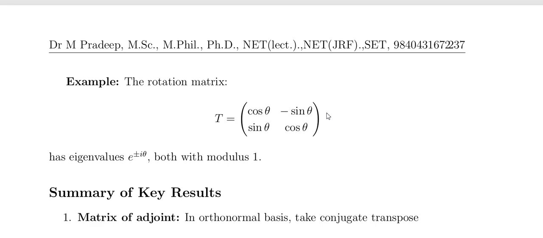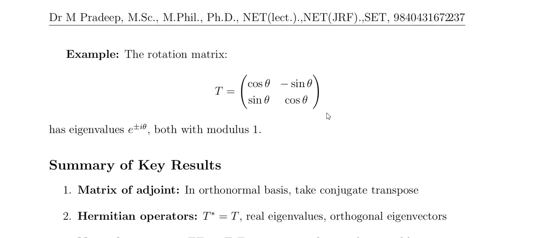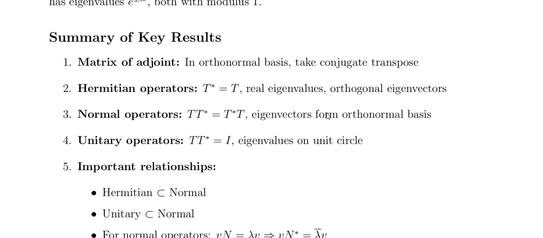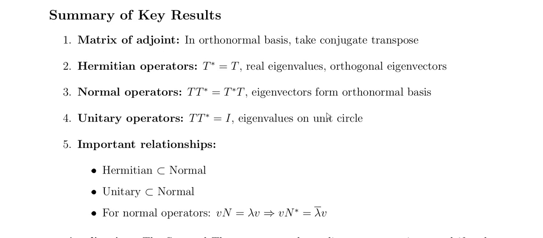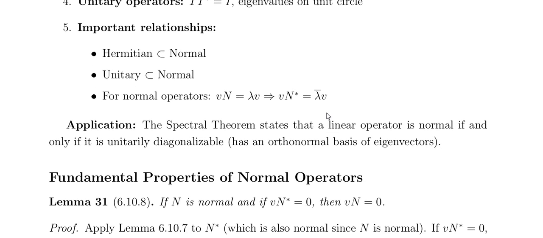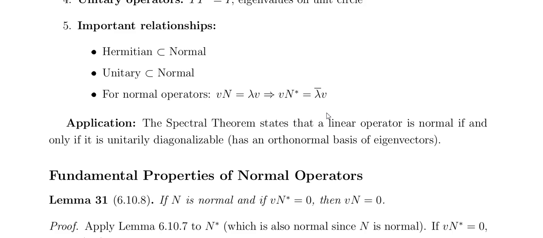This is the example for the rotation matrix, with eigenvalue e power plus or minus i theta, but with modulus value 1. This is once again a revision. That is a very important relationship. Every Hermitian matrix is a normal matrix, and a unitary matrix is a normal matrix, and for a normal operator, Vn equal to lambda V means Vn star equal to lambda bar V.